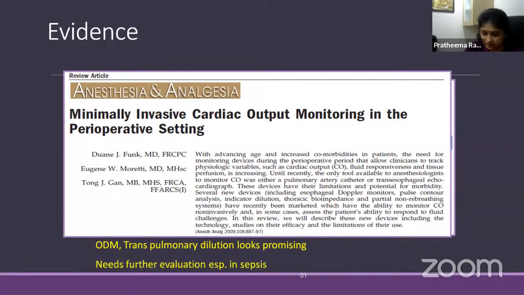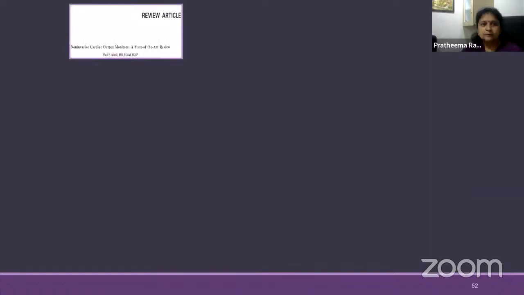And ODM is the esophageal Doppler monitor. But it needs further evaluation in sepsis or any other forms of shock. It is not going to help very much. Still, invasive holds the first place and the priority, because nobody is willing to just look at the non-invasive and say that things are right, because it is a life or death situation in the ICU.